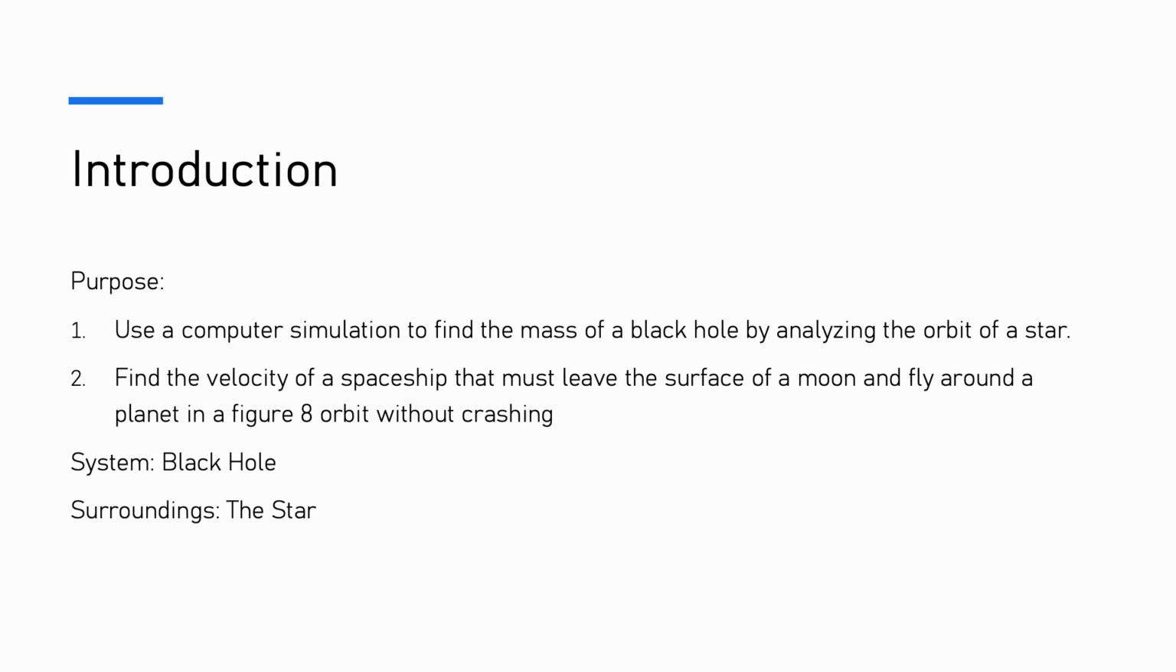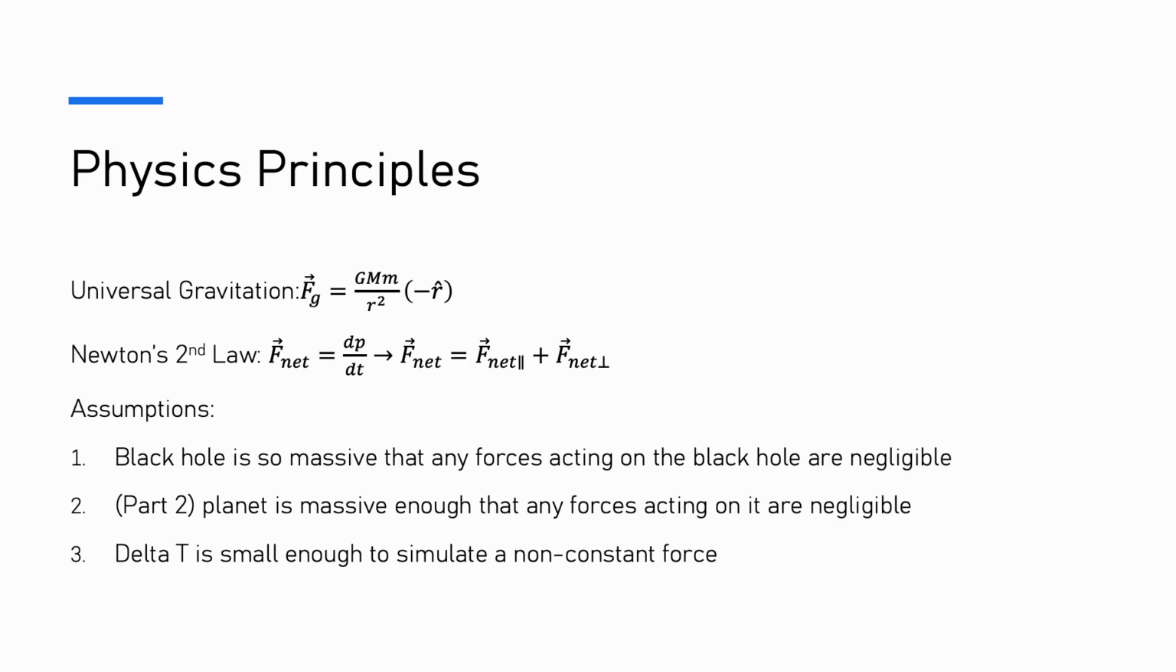The system would be the black hole and the surroundings would be the star in the first part, whereas in the second part, the system would be the rocket and the surroundings would be the moon and the planets. So the physics that works here is the universal law of gravitation as shown, and Newton's second law, which is something we've worked with before, but we can also use Newton's second law to derive the F net of the parallel component force and the perpendicular component force.